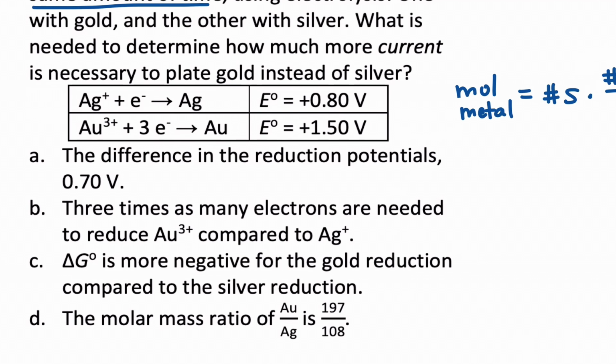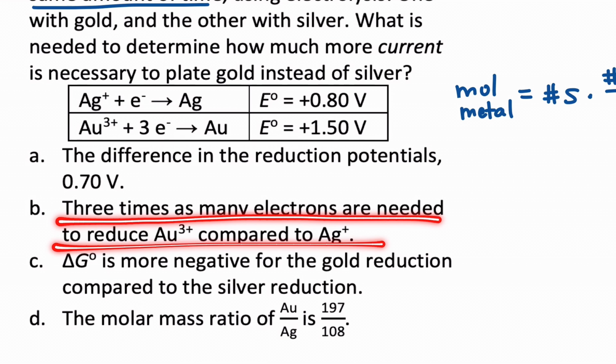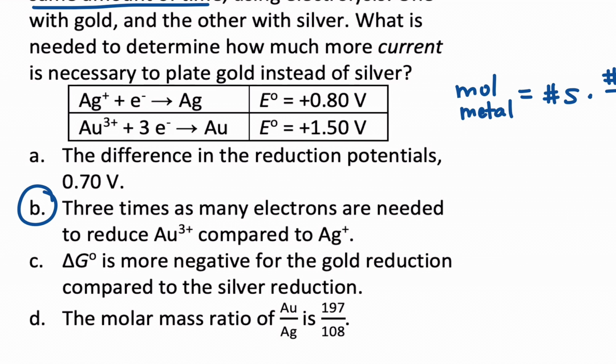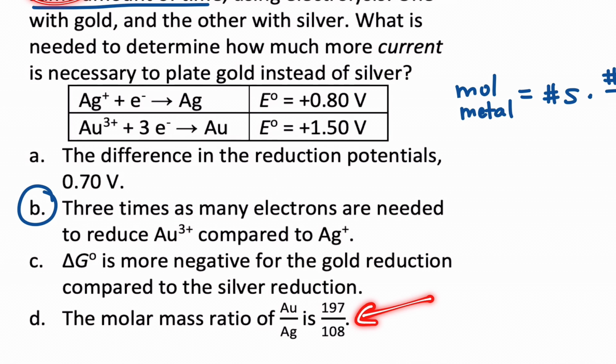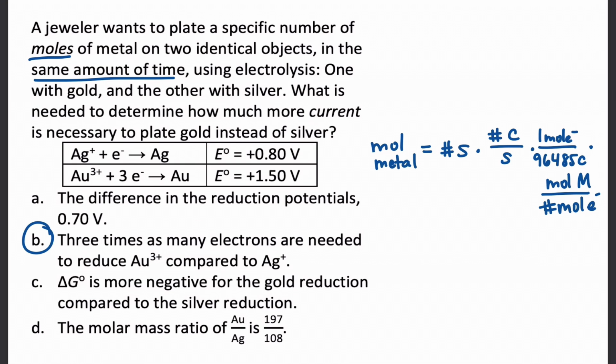So if I look at the choices, the difference in potential, no. If there's 3 times as many moles of electrons needed to reduce gold compared to silver, yep, that's the key. Even though delta G is more negative for the gold reaction, that doesn't affect what's going on here. Same with the molar mass ratio. That might be a true statement, but it doesn't affect the fact that we're looking for moles. This would be needed if I wanted to figure out the difference in mass of each metal, but I don't need that here. I'm just looking at moles. So B is our correct answer.